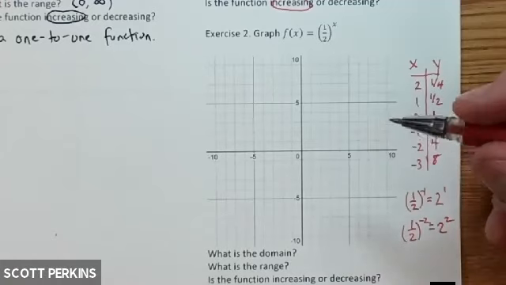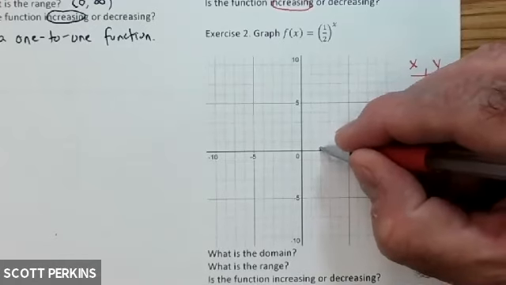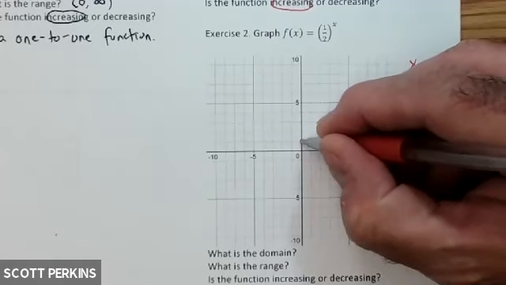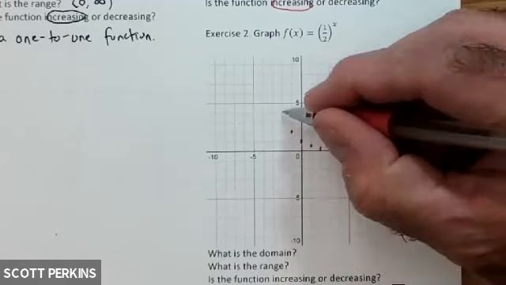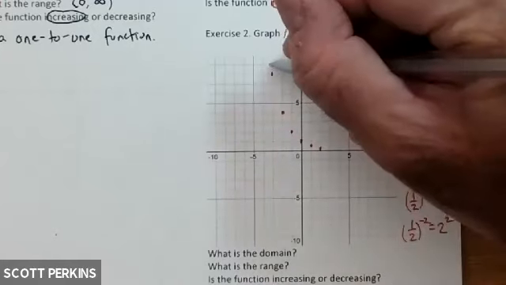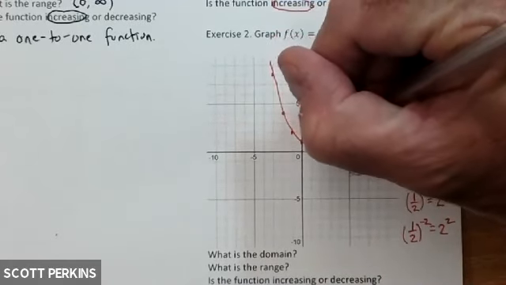So now I'm going to go ahead. I'm going to go over 2. I'm going to go up 1/4. So just a wee little bit right there. And then over 1, up 1/2. 0, 1. -1, I go up 2. -2, I go up 4. And -3, I go up 8. So those are very similar values as when the base was 2.